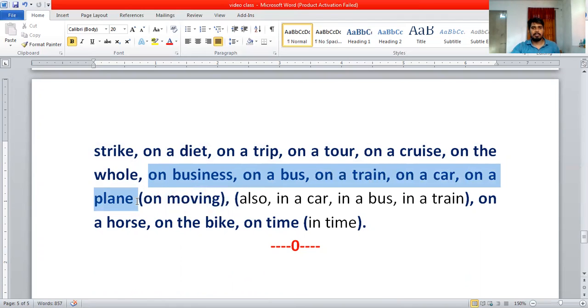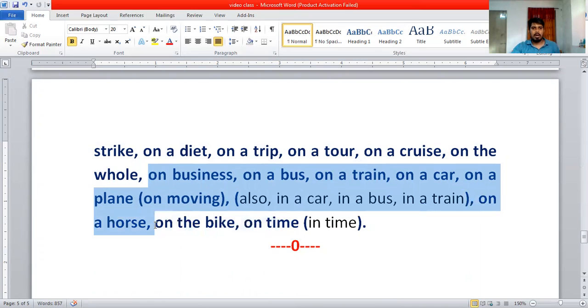When your car, your plane, your bus is moving. Also in a car, in a bus, in a train, just to say where you are. On a horse, on the bike, on time, that means fixed time, scheduled time, and in time means the previous time of the scheduled time.